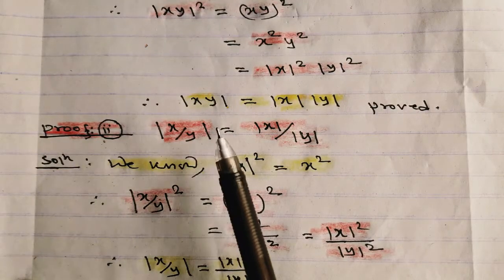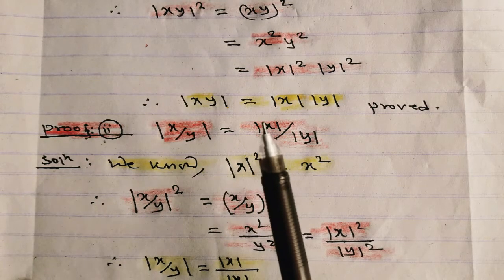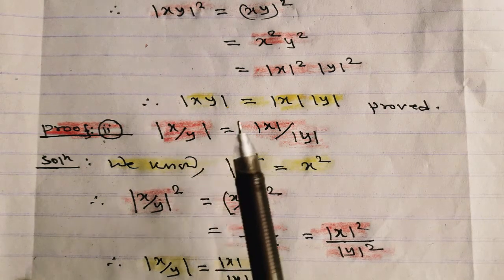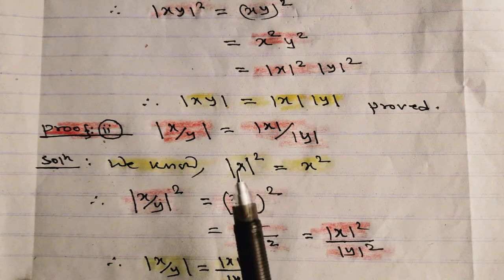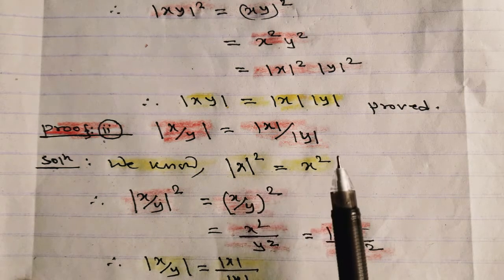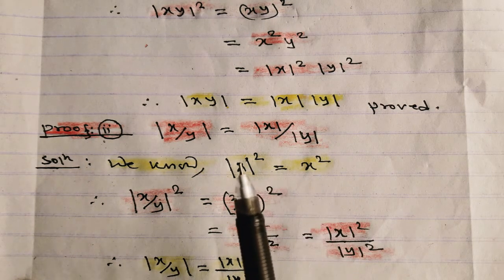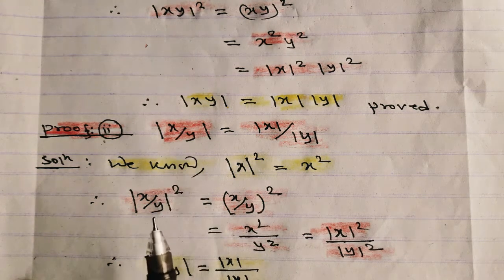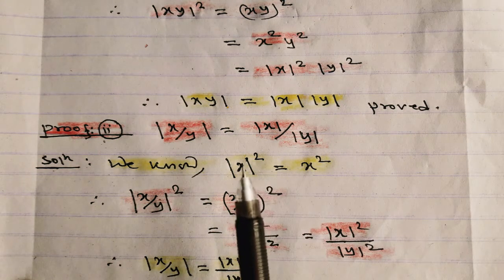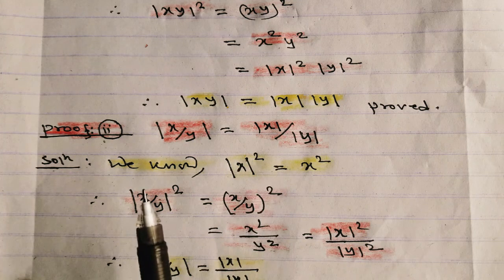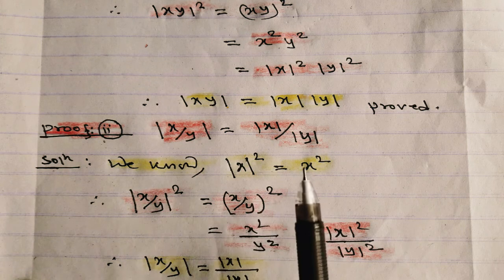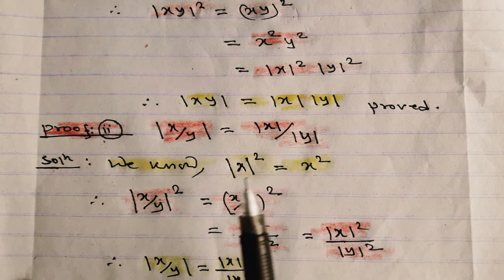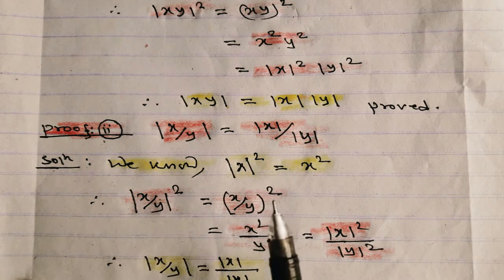The second property of absolute value of a real number is modulus of x by y is equal to modulus of x divided by modulus of y. We know square of the modulus of any real number x is equal to square of the given real number x. Substituting x by x by y on both sides, modulus of x by y whole square equals to x by y whole square. So x by y square means x square by y square.